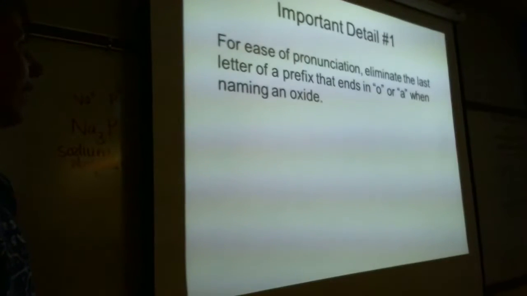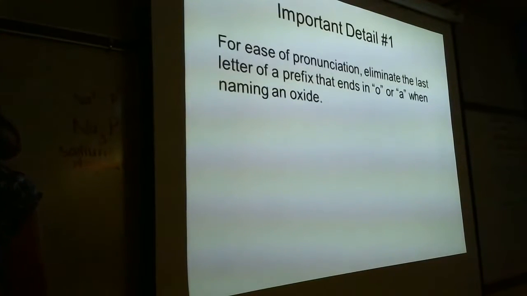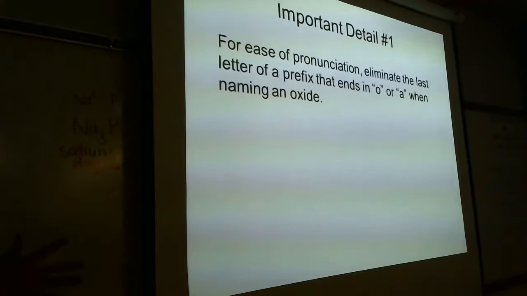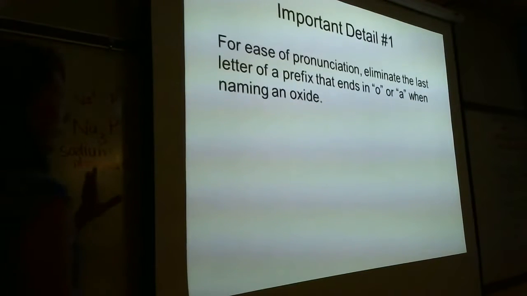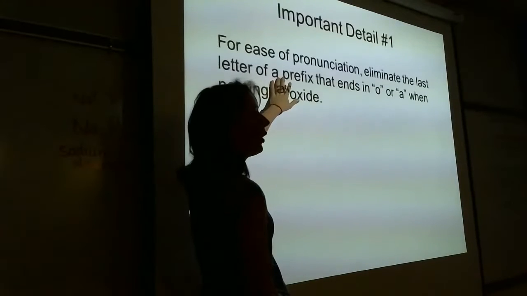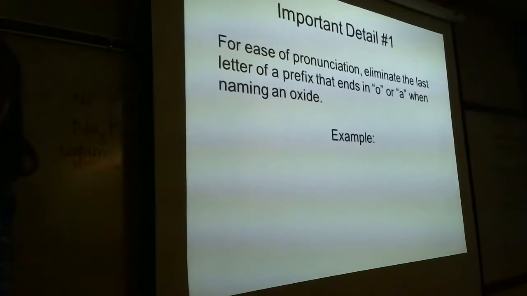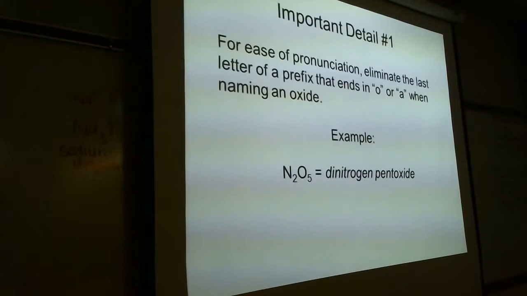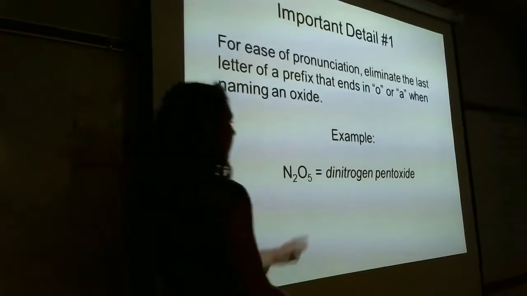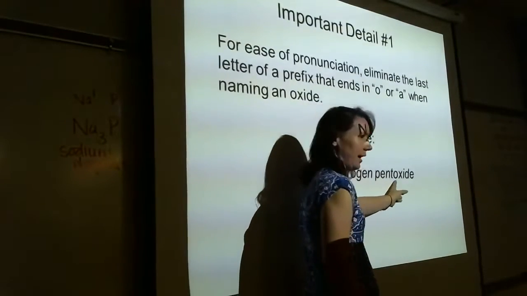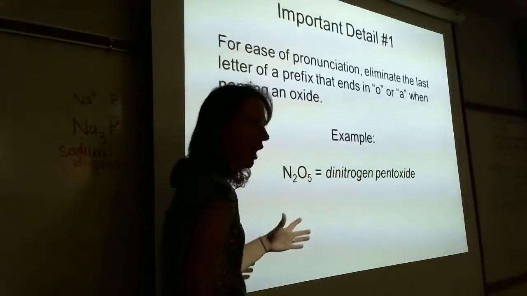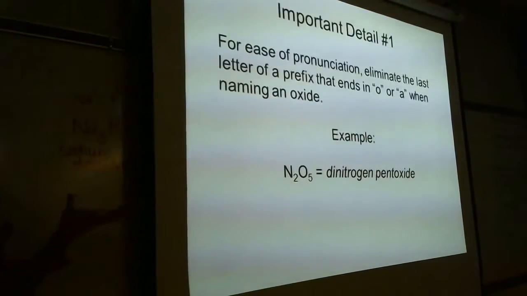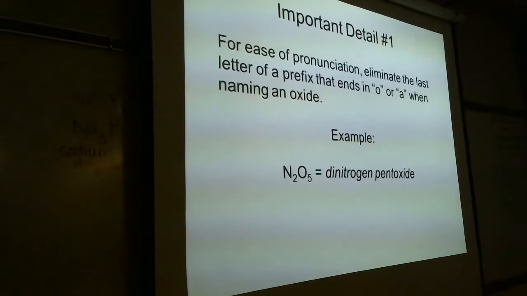Now, here's something that happens for ease of pronunciation. It happens when you're naming an oxide and the prefix ends in O or A. So let me give you an example of that. Dinitrogen pentoxide, right? We dropped the A because dinitrogen pentaoxide doesn't flow off the tongue and it ends up getting dropped anyway. So it's dropped from the spelling too. That back-to-back vowel is tough to pronounce. It usually ends up getting merged into one anyway.